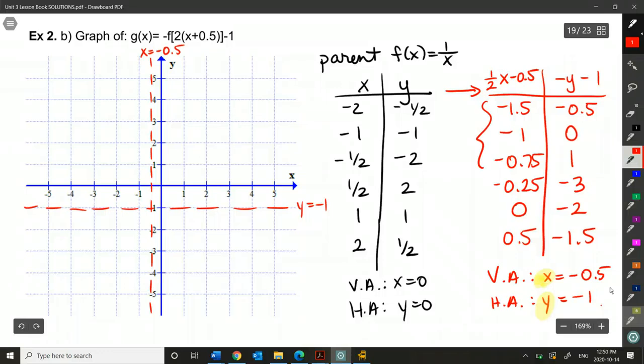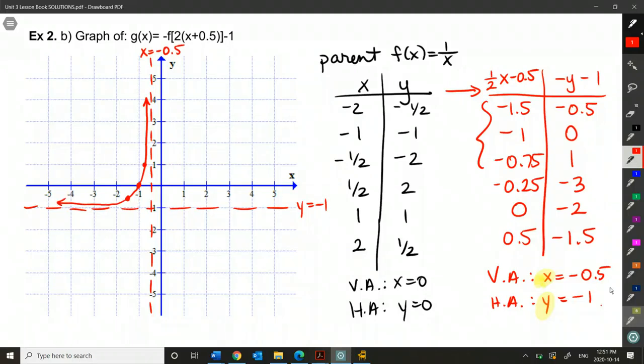So we're going to graph our first little section here. It'll be negative 1.5, negative 0.5, which is here. Negative 1, 0, which is here. And negative 0.75, 1, which is here. So that looks good. It does get quite close to the asymptote, but as long as it's not crossing over it, you're good to go. And then just make sure that you're curving around your asymptotes here. So extend your graph to go along the asymptote.